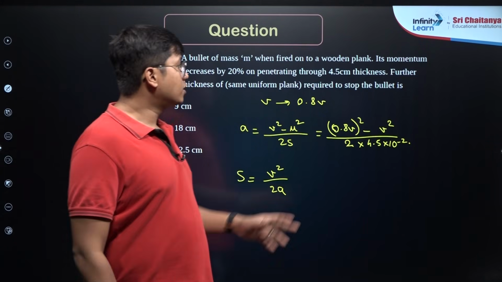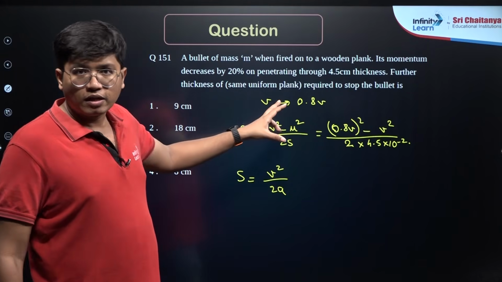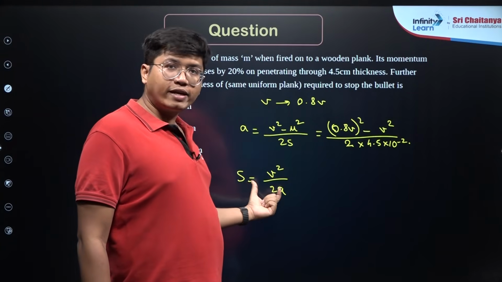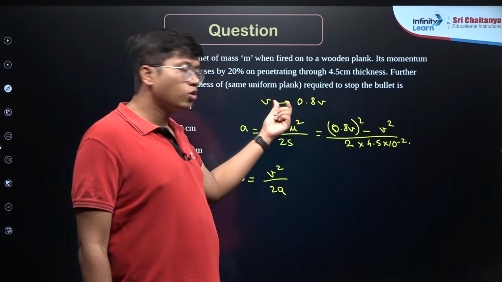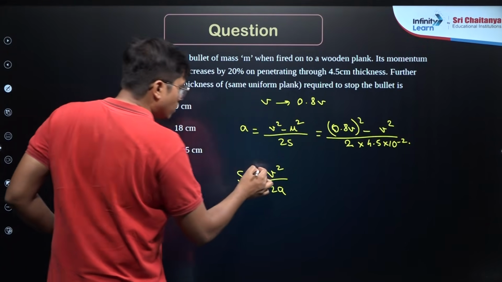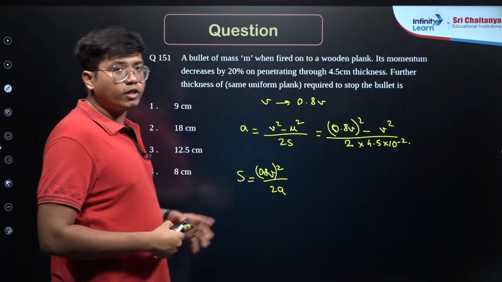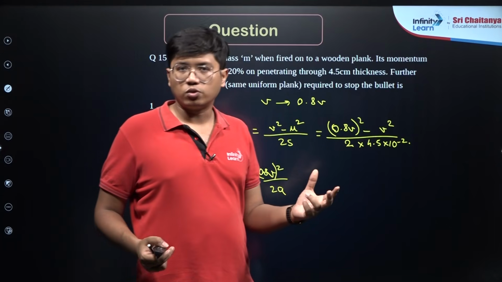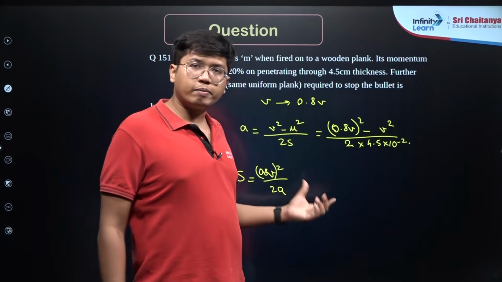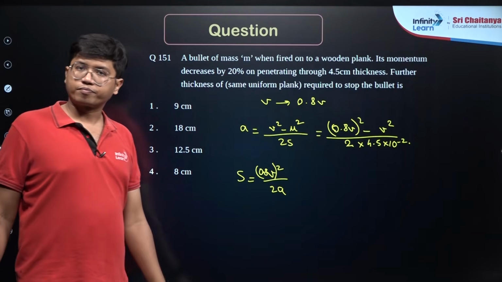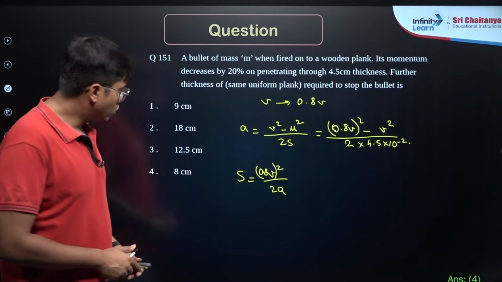Keep in mind they have asked you for the further thickness, meaning whatever you get here, literally starting from a speed 0.8 v, that was the speed. From then on you want it to stop, so the final speed is 0. So 0 squared minus (0.8 v) squared divided by 2a, you will get the answer from this. Directly it would come out to be option 4.